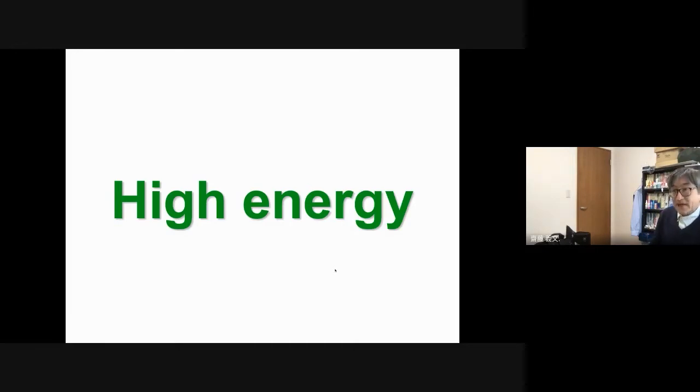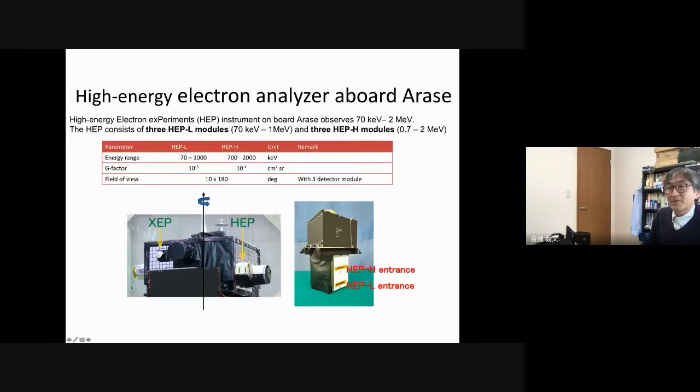Next, I move on to the high energy particle instruments. This is an example of the high energy electron analyzer on board the RSS spacecraft. The name is HEP. The high energy electron experiments instrument on board RSA observes 70 keV to 2 MeV electrons. And this is the photo of the HEP sensor on the RSA spacecraft.